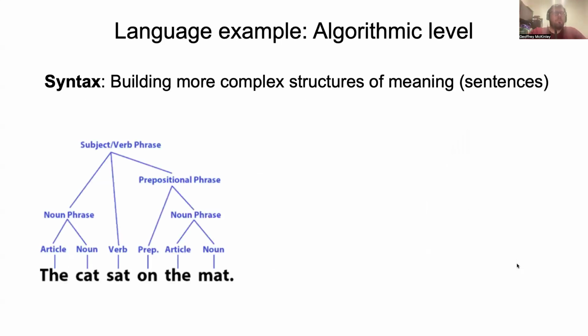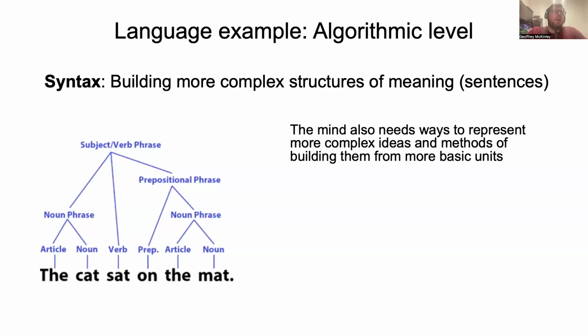Whereas syntax is about building more complex structures of meaning, like sentences instead of words. And so here is what's called a syntax tree. I think this is supposed to be, it says subject verb phrase at the top, but I think it should mean sentence. I don't know why it says subject verb phrase. So we have a sentence that has a noun phrase, a verb, and a prepositional phrase, right? And so the mind needs to represent these more complex ideas, and these methods or rules for combining words into sentences, right?